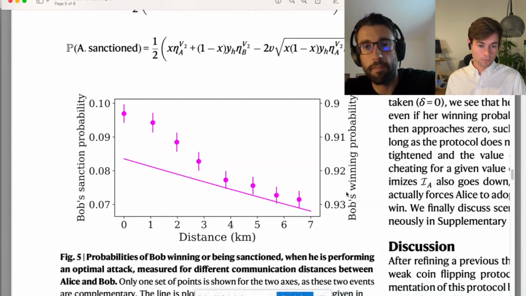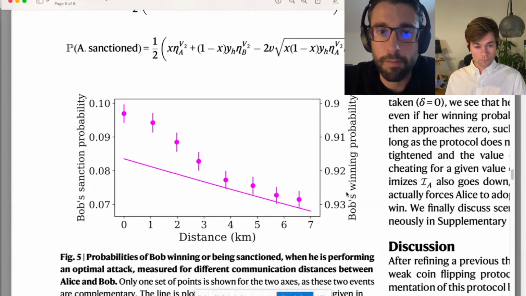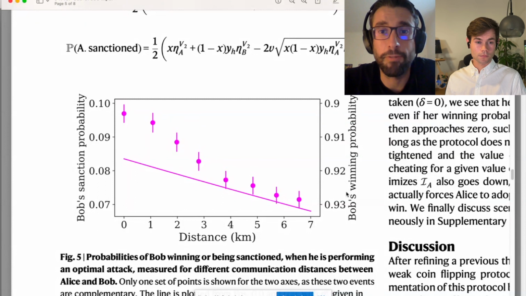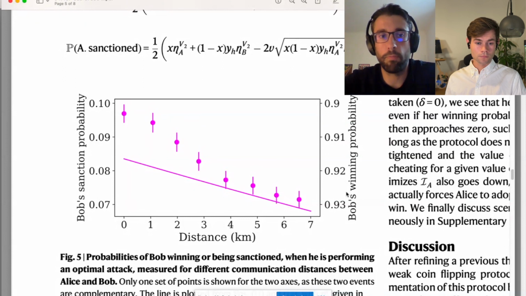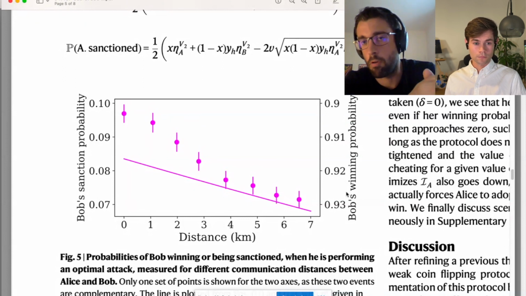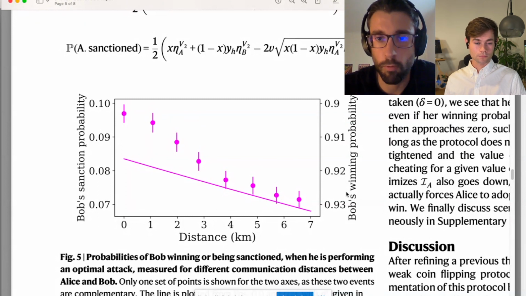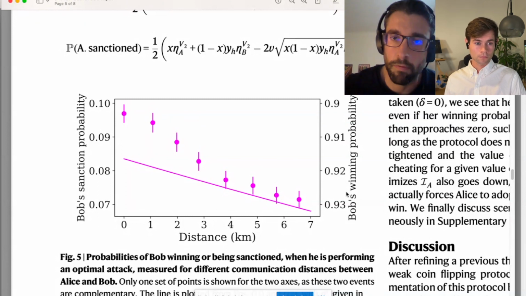We care about this distance and these losses because if you're going to do any realistic implementation of this protocol, it has to take into account all these imperfections of the real world. Of course, in an ideal protocol, these don't play a role. You have no losses, and then these probabilities would behave differently. But here, this is some kind of illustration of the real setup.